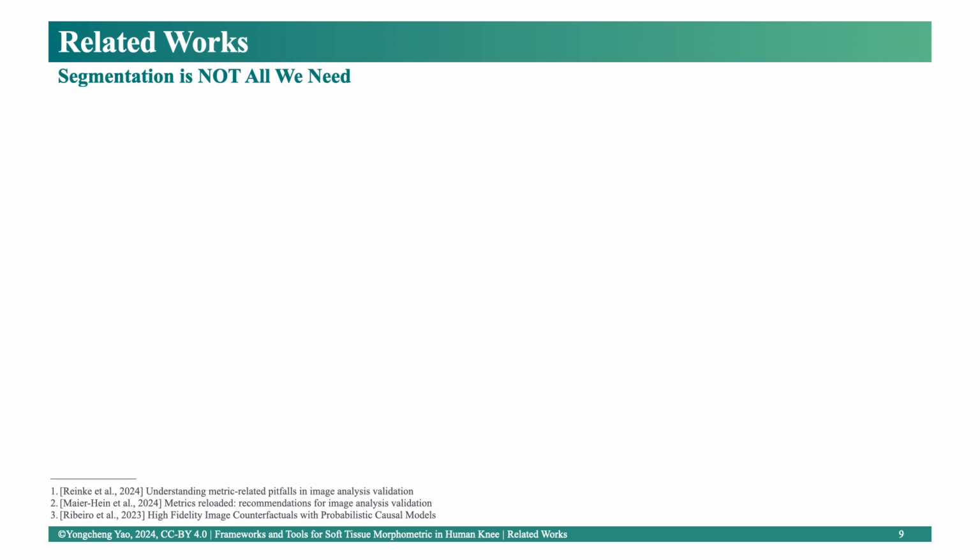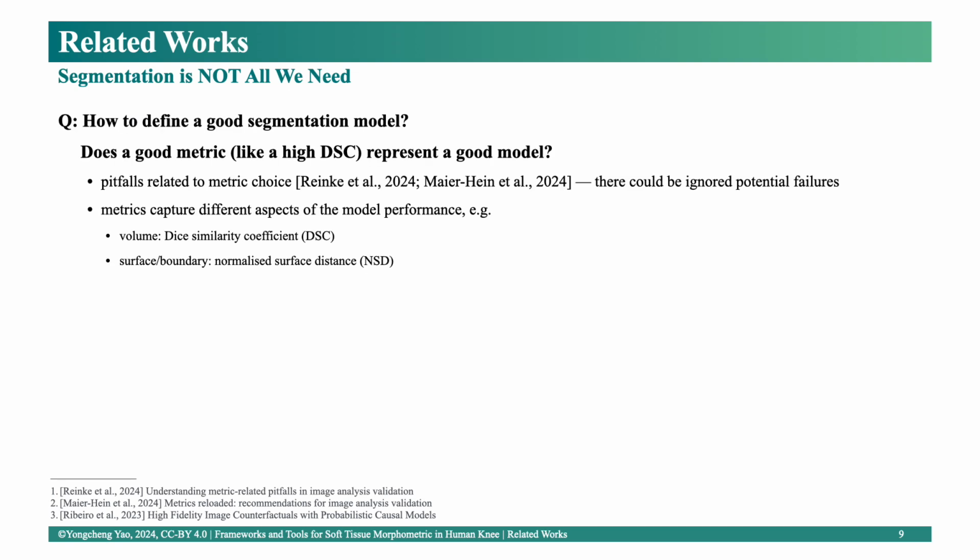While we are impressed by the performance of segmentation models, it might be wise to pause and ask a few questions, such as whether segmentation is all we need. Starting from the question of what defines a good segmentation model, it's important to notice the pitfalls in metric selection. Different metrics capture various aspects of model performances, and downstream tasks may demand varying levels of model accuracy. For example, a volume measurement requires a volume-based metric, while a boundary-based metric is more suitable for surface measurements.